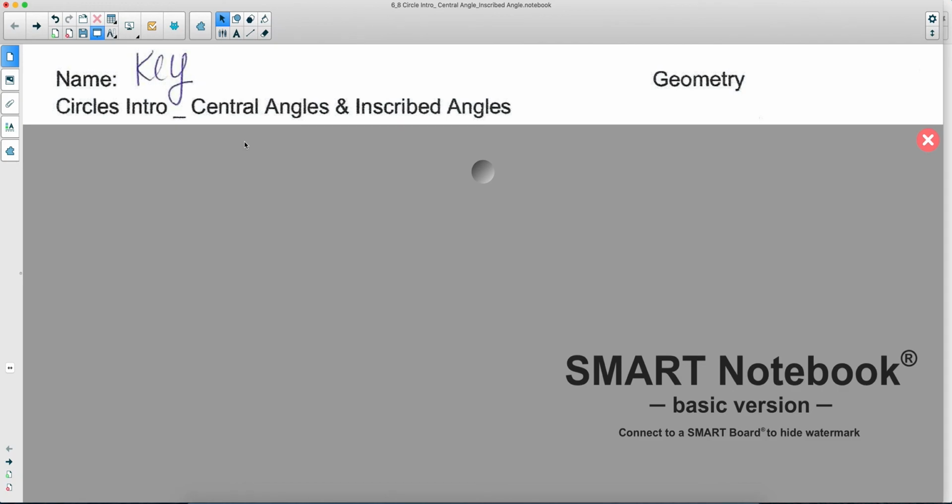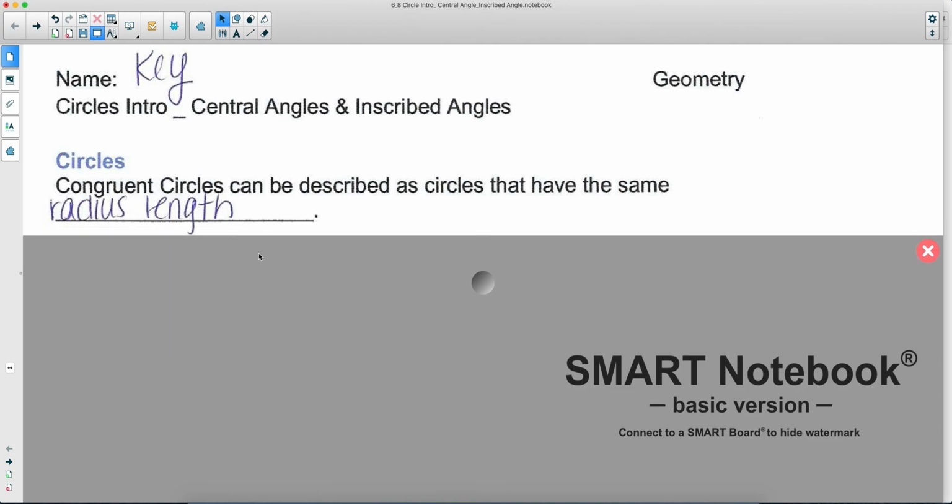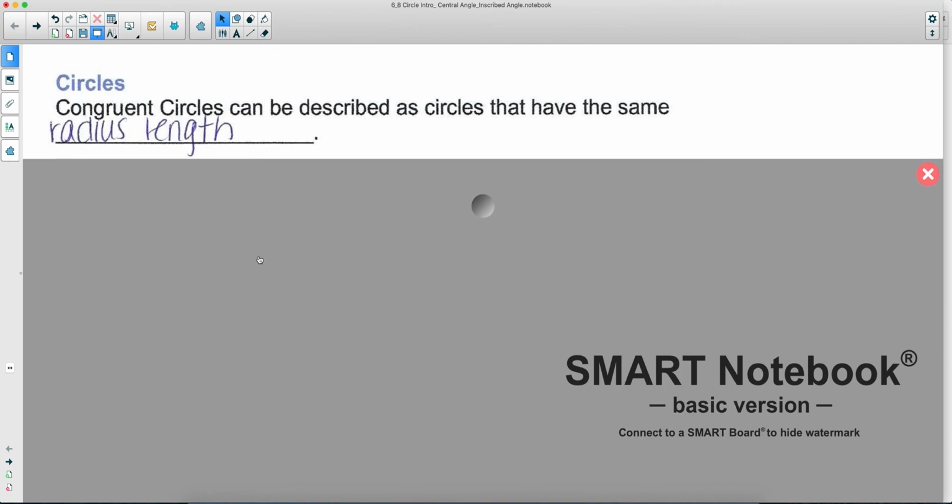Inscribed angles within circles. So we'll start with just a basic definition of what congruent circles are and go from there. So we say congruent circles can be described as circles that have the same radius length. Typically when we say that things are congruent, it means that they're the same size. In terms of a circle, we really say the radius length is the same size. We could also say they have the same area, the same diameter, the same circumference. But to keep it simple, we just say the same radius length.